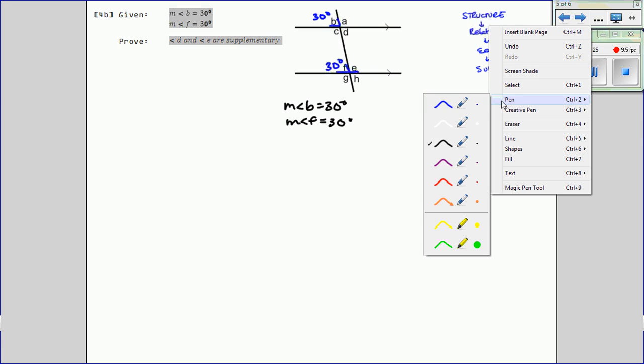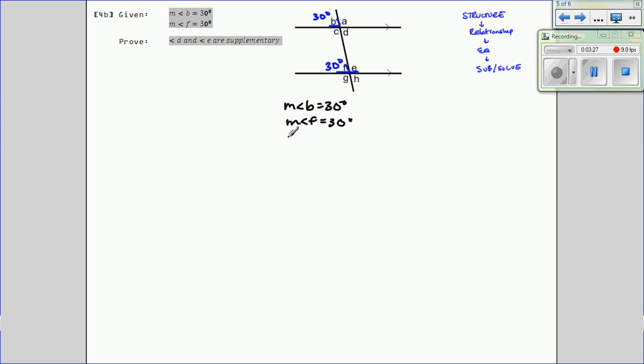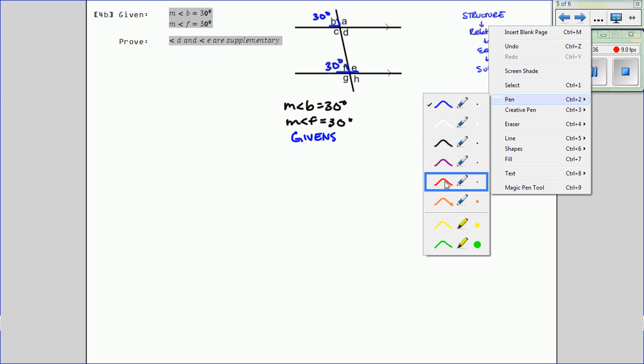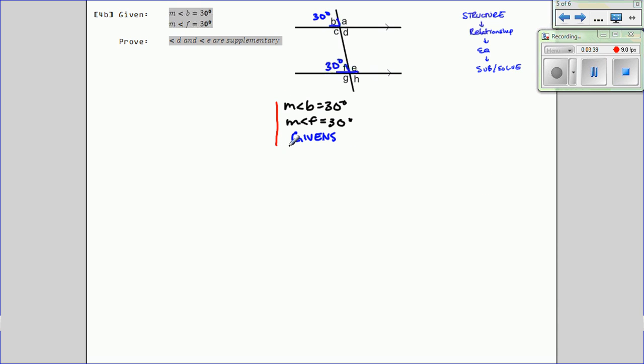We can add later if it does. But right now, let's start with these for our givens. And again, I'm going to put my justifications in a different color. So in this case, we'll show that our givens are going to be the two measurements of the angles. Okay. So I kind of divide this into two very distinct sections.